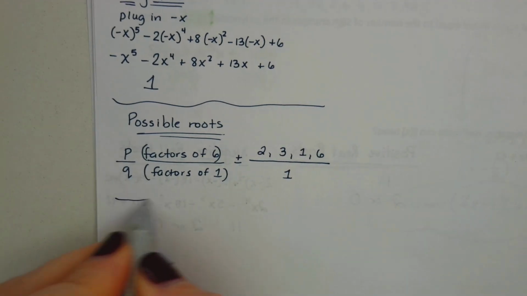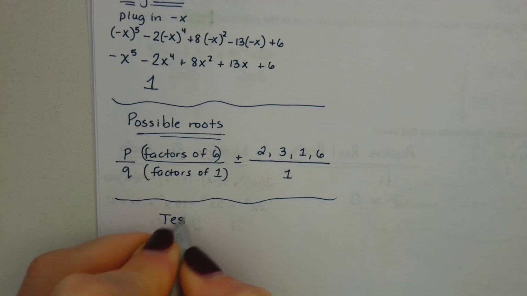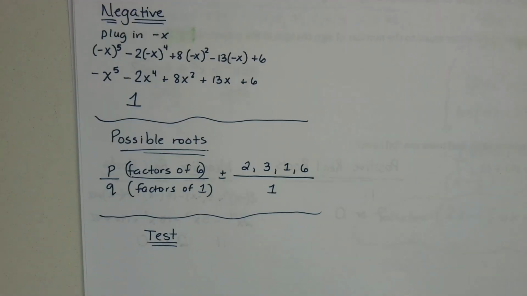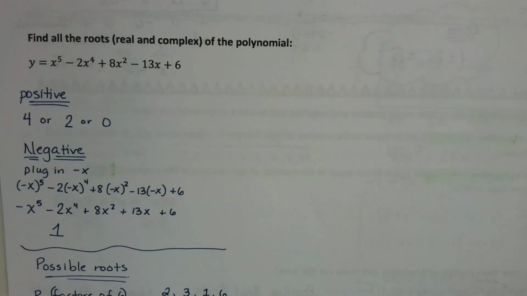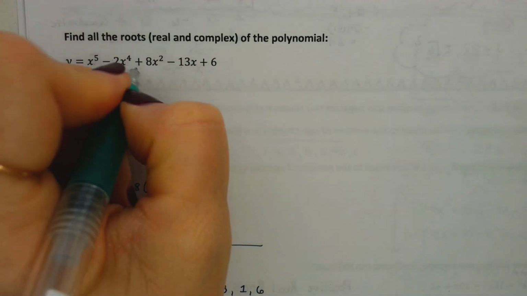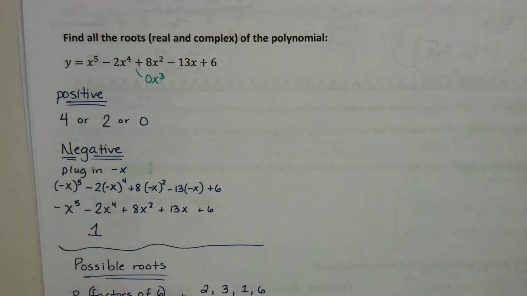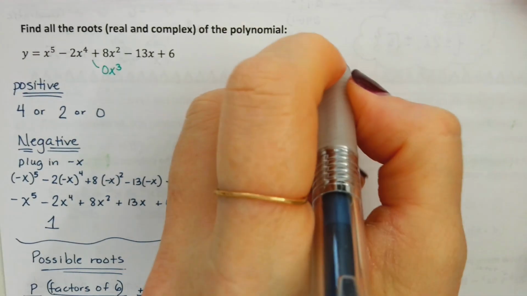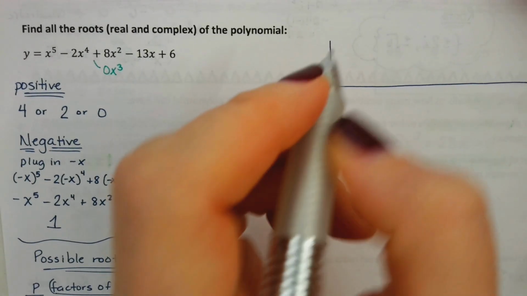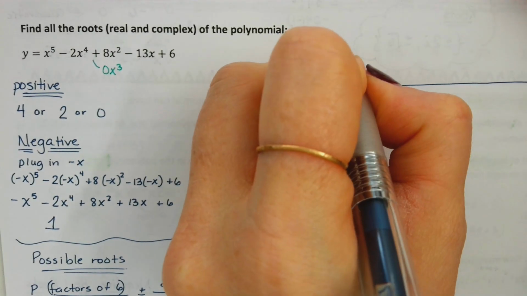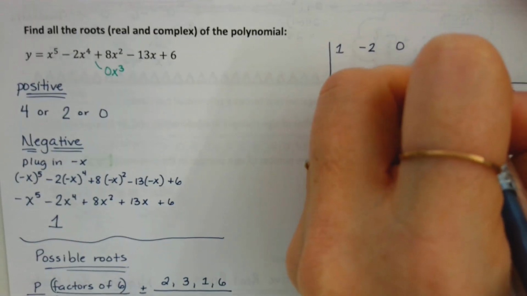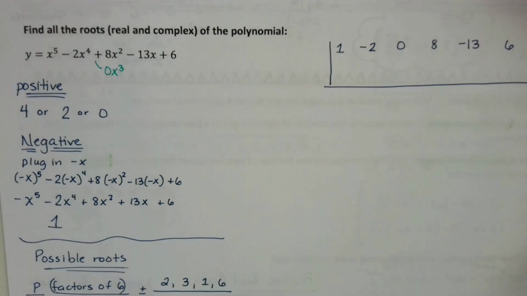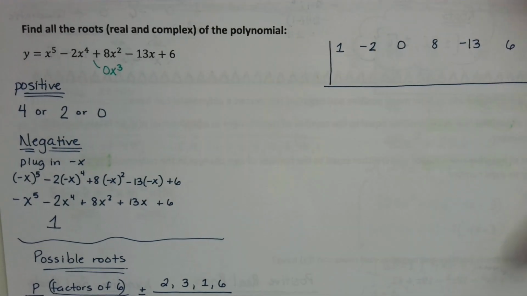And remember, we also want to make a list of numbers we are testing, numbers we've tried, so we know what works and what doesn't work, so that we don't guess numbers that we've already done. Are we missing any terms that we might need to write in a 0 for when we do our synthetic division? The x cubed. So I'm going to make sure I do 0x cubed when I set up my synthetic division. Grabbing those coefficients, we'll have 1, negative 2, 0 for the x cubed, 8, negative 13, and 6. And then we're switching to pencil.